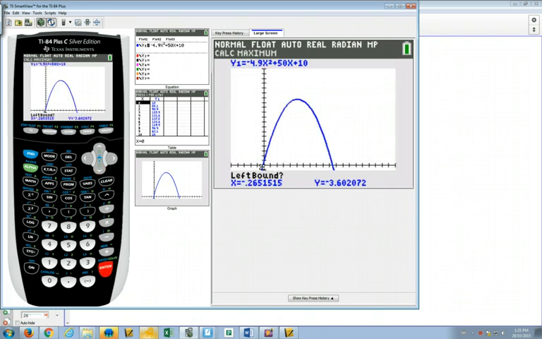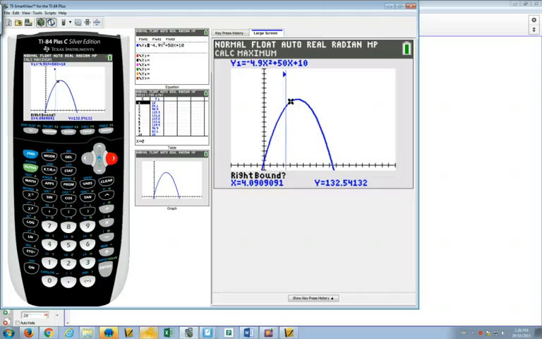The same thing as with the x-intercepts. You need to pick a point to the left and pick a point to the right. You can either do it with your cursor. So can you see that my cursor is already left of the maximum? I could push enter anywhere along here. So if I push enter now, my cursor is left of the maximum.